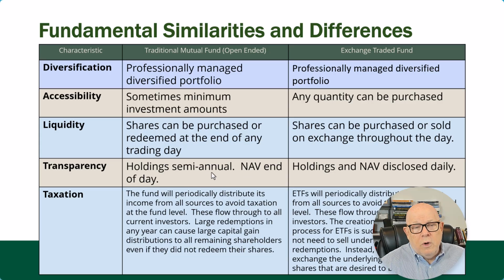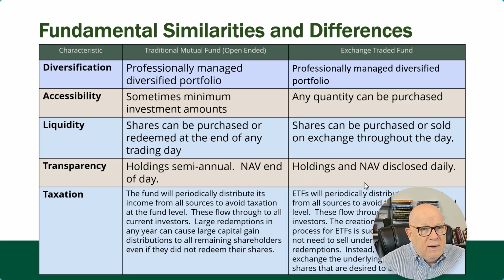Typically, mutual funds are going to report their holdings every 6 months. They'll tell you their net asset value at the end of each day, but they're only going to tell you what they hold in their investments every 6 months. Sometimes they'll put it on their website monthly, but they're only required to tell you every 6 months, semi-annually.